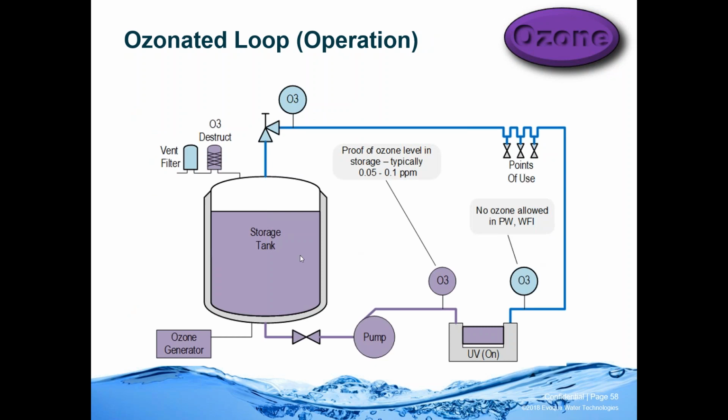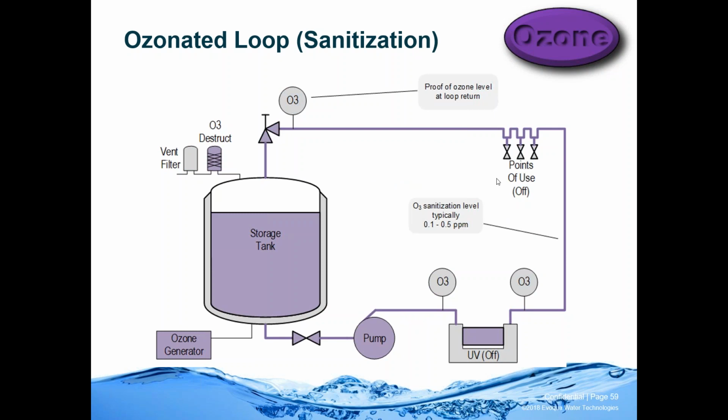Here in an ozonated system, the ozone generator is on the tank all the time. The tank is protected, UV on, and the water leaving the UV. There's an ozone monitor pre-UV to prove ozone is there where it should be. Post-UV, it demonstrates that it's not there and safe for production. In sanitization, the UV is turned off. Not only does ozone now show downstream of the UV, there's typically another monitor at the end of the loop to demonstrate that the whole loop is at an appropriate sanitization level for the required hold period.